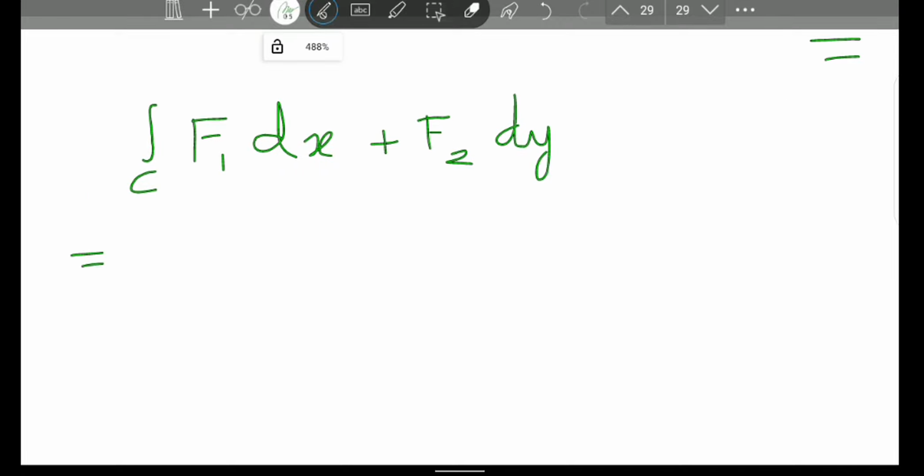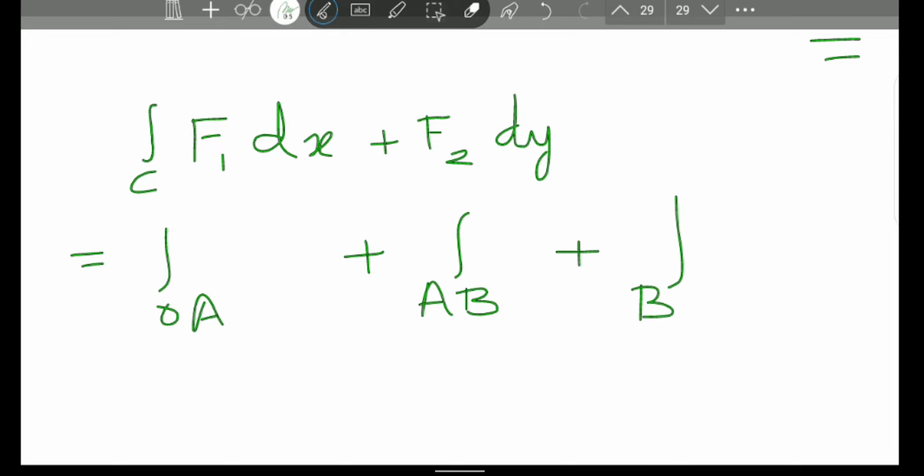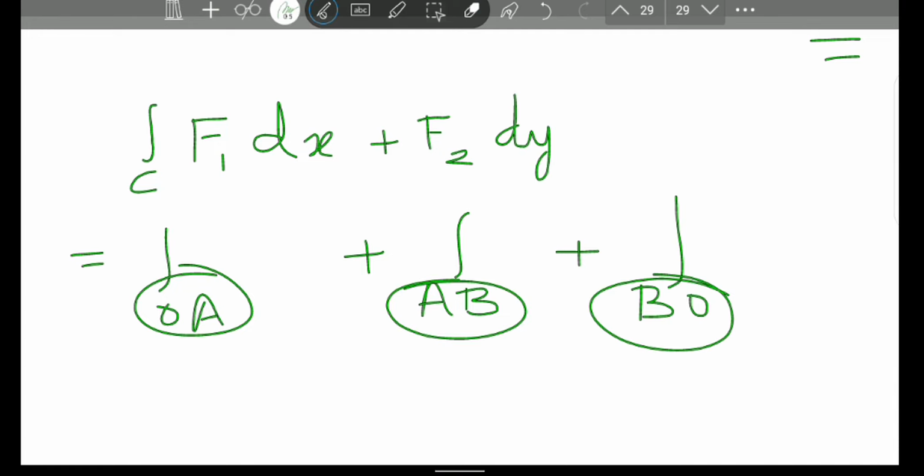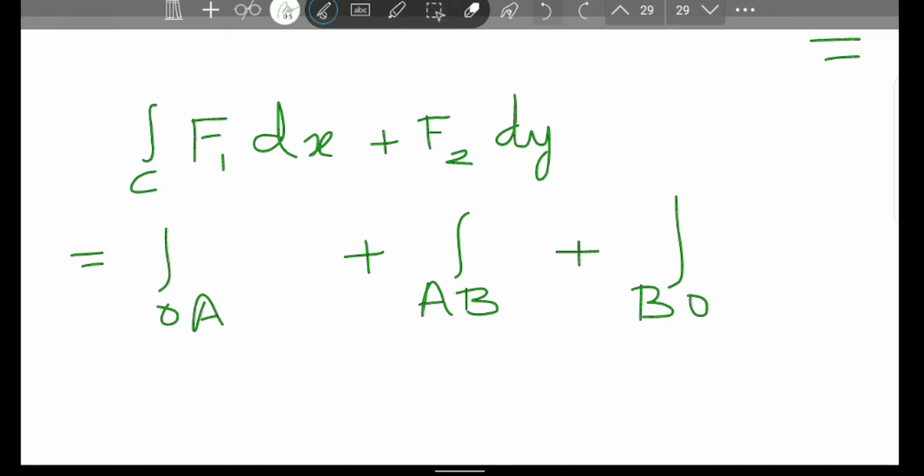equal to integral over OA f1 dx plus f2 dy, let's not write it, plus integral over AB plus integral over BO. We are not writing f1 dx plus f2 dy, but we have that closed curve that consists of three parts, OA, AB and BO. Further, we remind you that we need the direction to be anti-clockwise when we are maintaining that. Otherwise, we will not get the right answer.